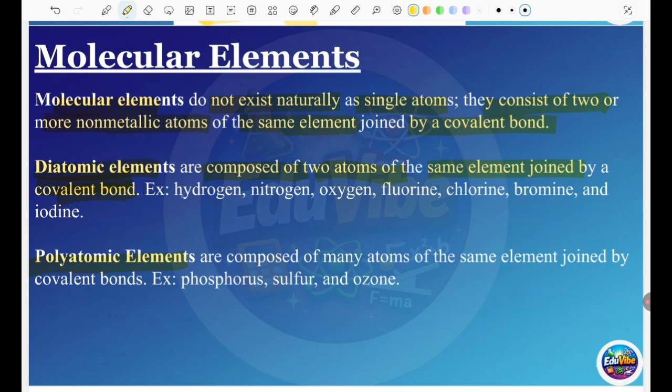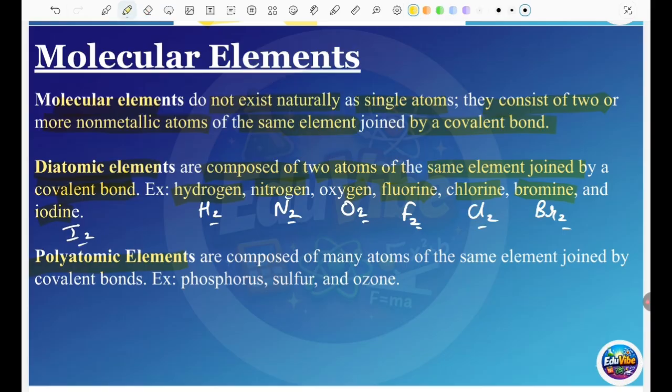For example, we have hydrogen, nitrogen, oxygen, fluorine, chlorine, bromine, and iodine. What are the formulas for these? Hydrogen is H2, nitrogen is N2, O2 for oxygen, fluorine is F2, chlorine is Cl2, bromine is Br2, and iodine is I2. They all have two atoms, so they are the diatomic elements, or diatomic molecular elements.